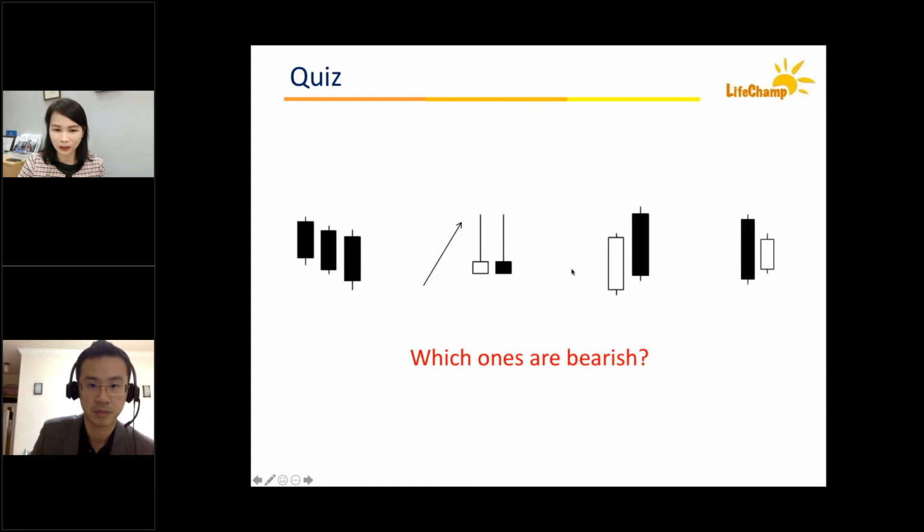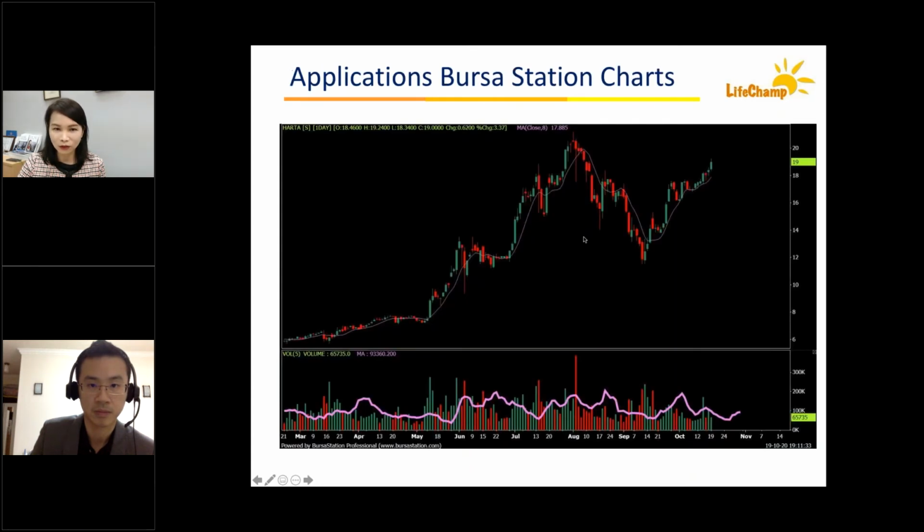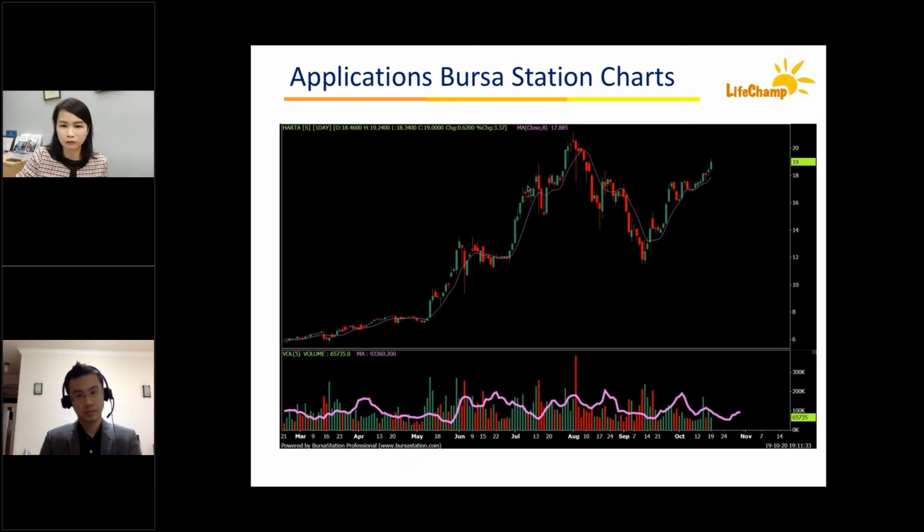So you recognize the pattern first. After you recognize the pattern, then we can apply it. See what software you have. If you have the Bursa station, then you just take out the Bursa station. If you do not have it, then you can go to investing.com. Okay, both I also have.